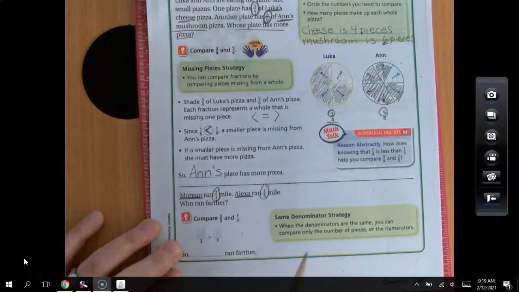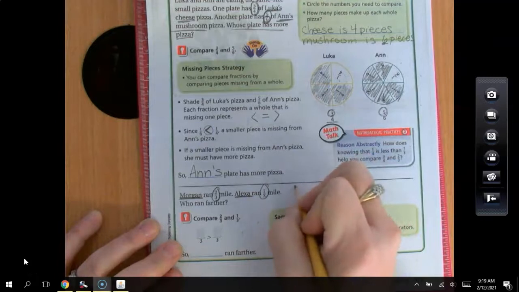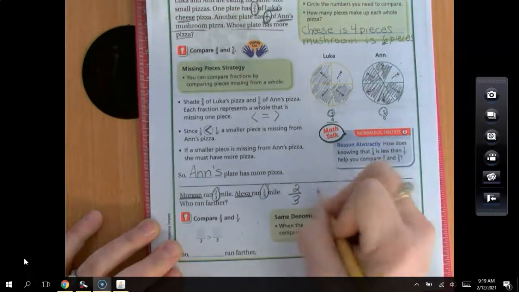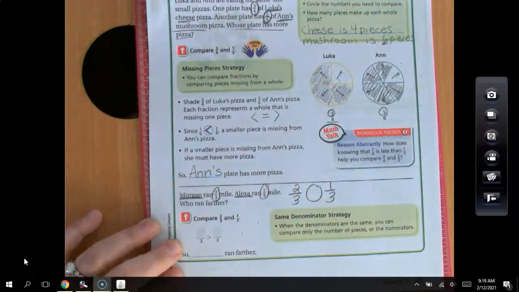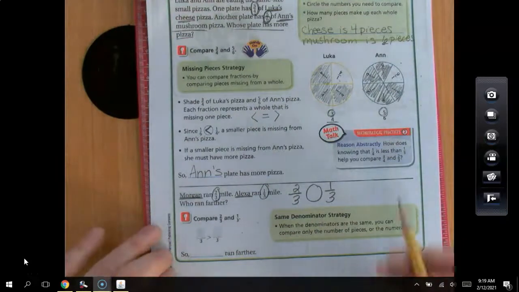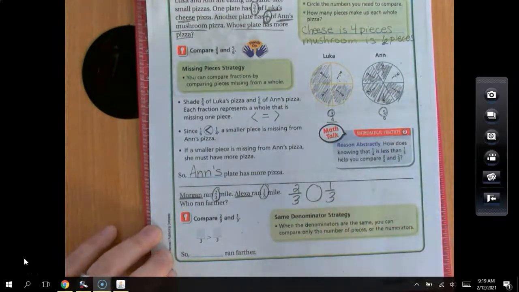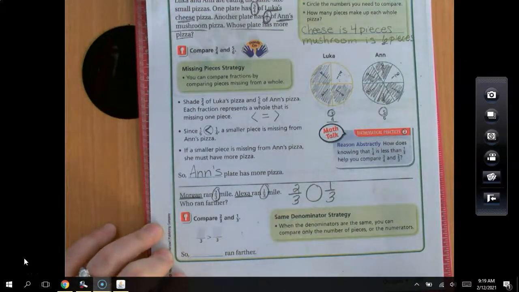So whoever ran farther is going to be over here, because remember, farther is bigger, and our alligator is going to eat the bigger fraction. But I like to rewrite my fractions. So I have 2/3. I'm going to put that circle in the middle. And then I have 1/3. Now, I want you to look at these two fractions. What do you see that is the same in both of those fractions?